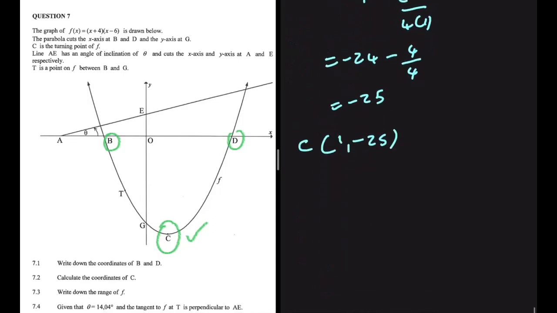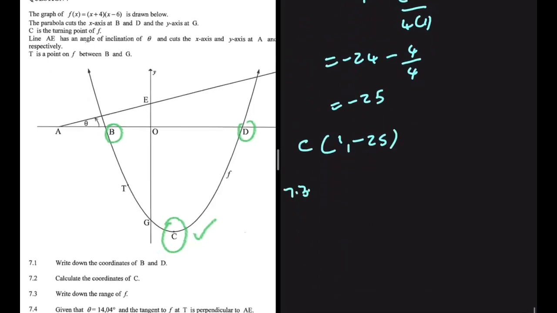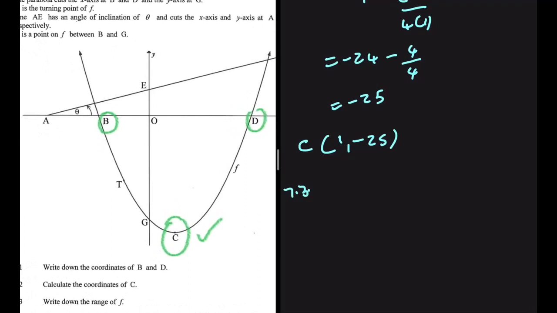Let's go ahead and do 7.3. We're looking for the range of f. f is concave up. If f is concave up, then the range will be given by y is greater or equal to y at the turning point. But we know that y at the turning point is minus 25. So y is greater or equal to minus 25. Just like that, we've answered 7.3.